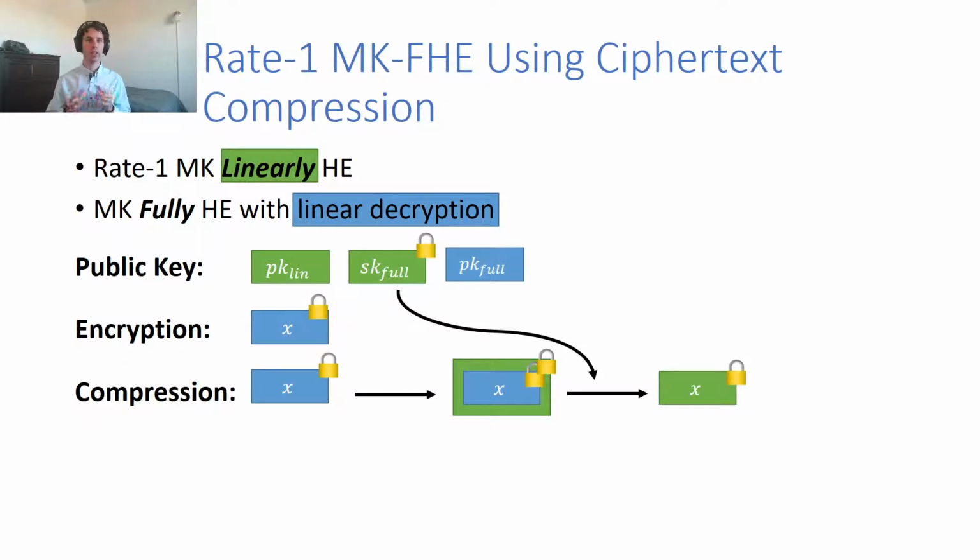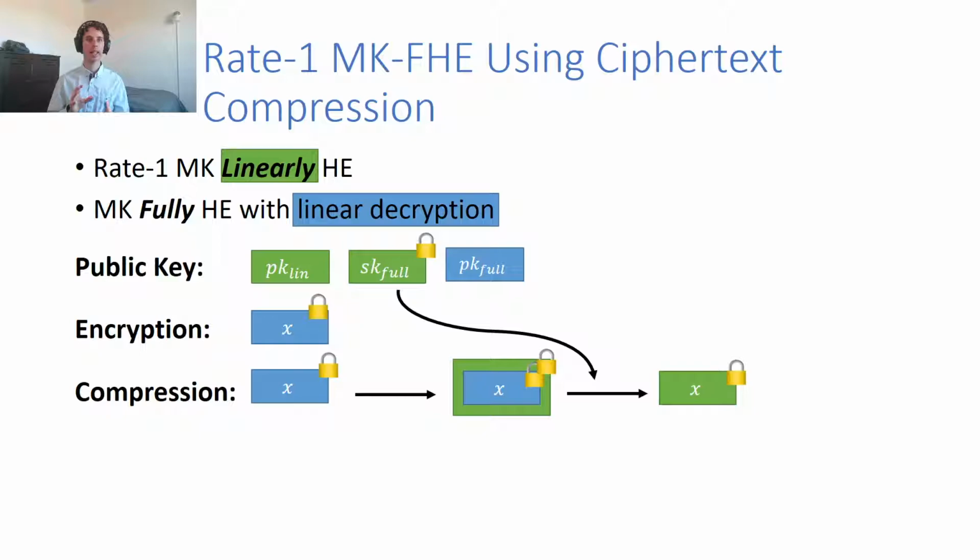The paradigm uses 2 tools. The first is a rate 1 multi-key linearly fully homomorphic encryption scheme. And the second is a multi-key fully homomorphic encryption scheme with a linear decryption procedure. The fully homomorphic encryption scheme is allowed to have arbitrarily low rate. The idea here is normal encryption under this scheme will simply be to encrypt your message underneath the fully homomorphic encryption. This is going to result in a large ciphertext. Then we can compress that large ciphertext by key swapping into the multi-key linearly homomorphic encryption scheme.